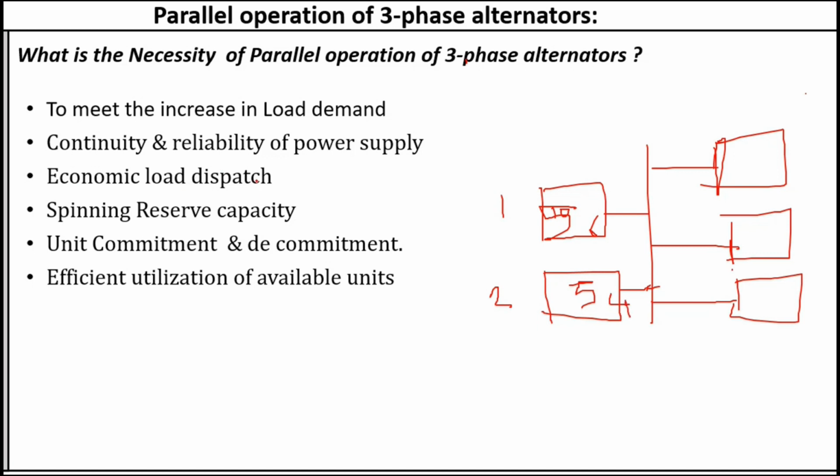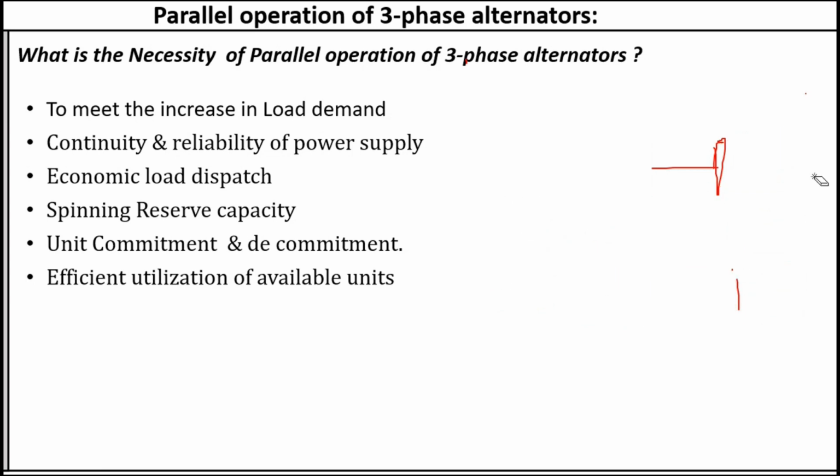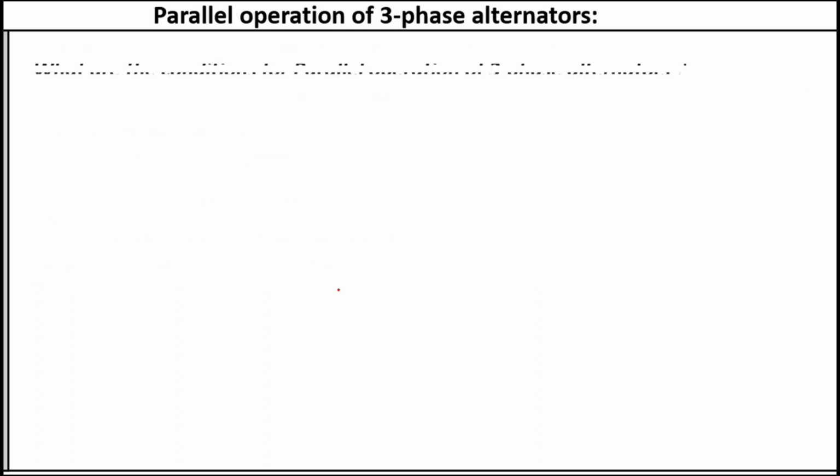Third, economic load dispatch. Again the same thing, to supply the load at low feasible prices, this parallel operation is necessary. Then next is spinning reserve capacity, which is possible with parallel operation. Then unit commitment and decommitment. This is also one of the advantages and requirements. And finally, efficient utilization of available units.